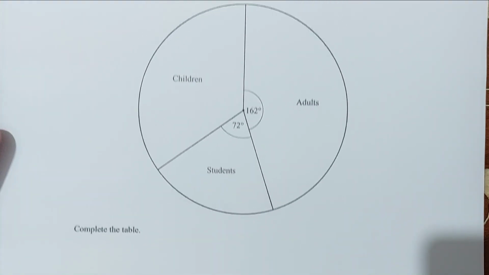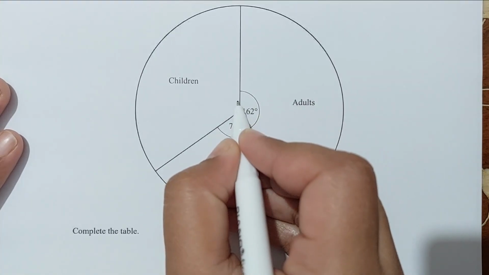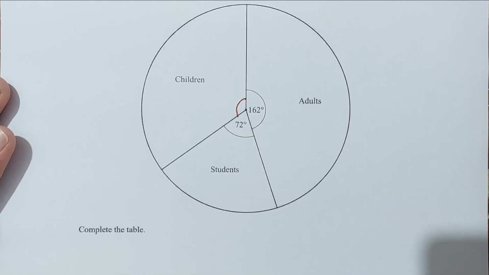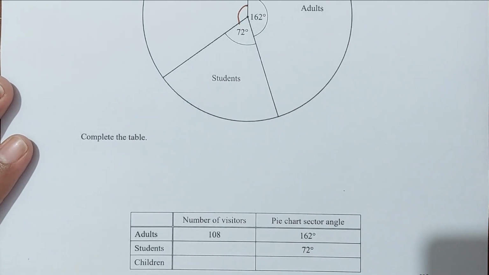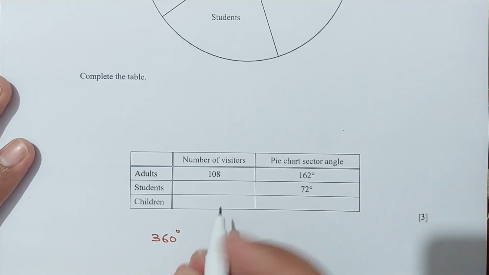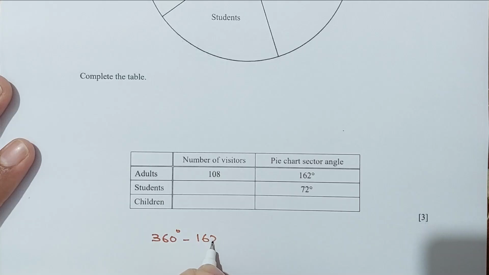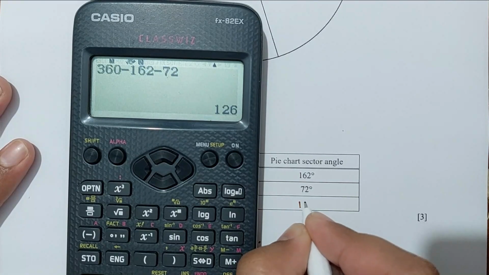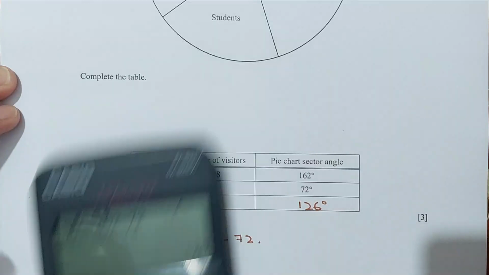Now the pie chart sector angle for students is given. Let's find the pie chart sector angle for children first, because as we know the whole pie chart is equal to 360 degrees. So for children, from 360 degrees we have to take away the angles for adults and the students. So 360 minus 162 minus 72 gives 126 degrees as the pie chart sector angle.